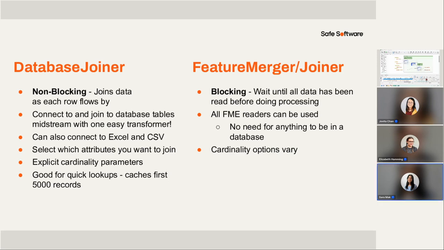The feature merger and feature joiner, on the other hand, those are what we call blocking transformers. So they're going to wait until all the features have been received before processing them. So these two transformers can connect to all FME readers. So for more generic use cases, they will probably be your best bet.